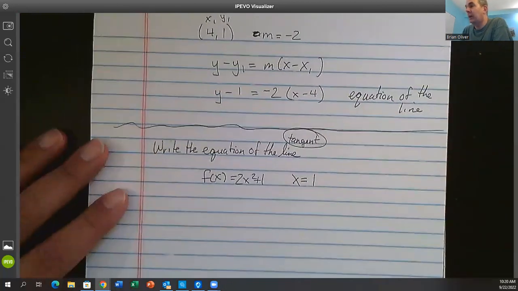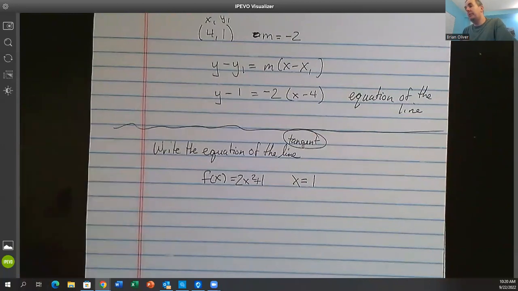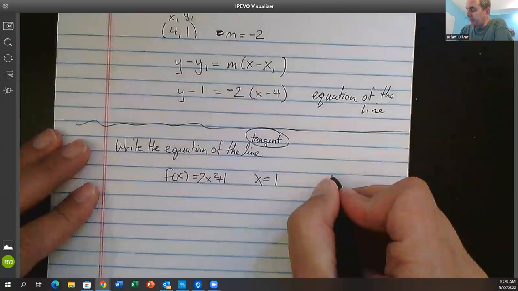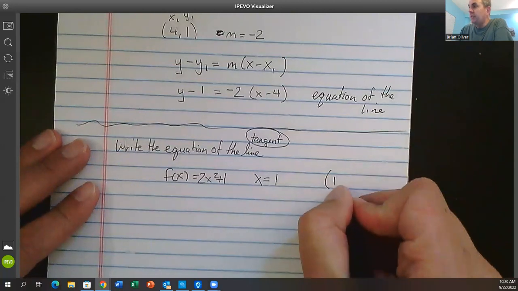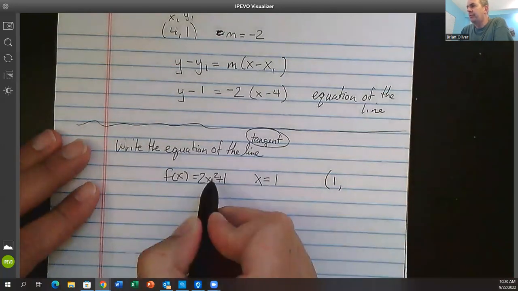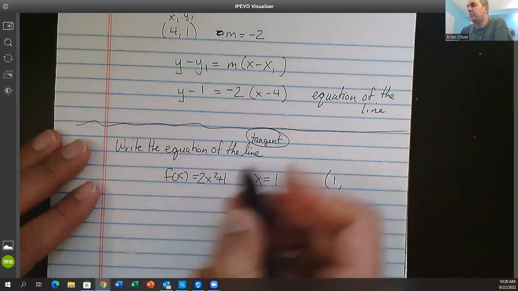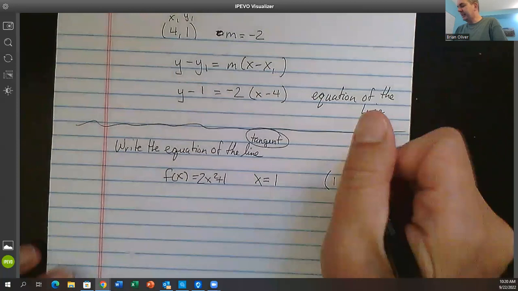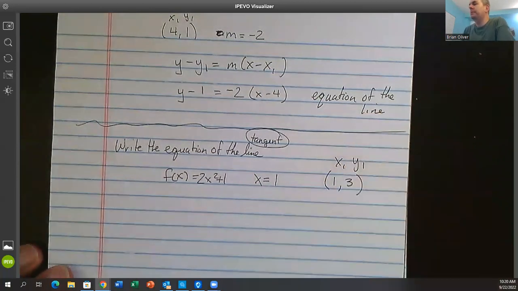So again, there's a couple ways to do this. You could figure out the overall limit. But I need to figure out the slope first, or actually, the first thing I'm going to figure out is the point. If I plug 1 into this machine, 1 squared is 1, 2 times 1 is 2, 2 plus 1 is 3. So I know that this curve goes through the point (1, 3). So I got my x1, I got my y1.